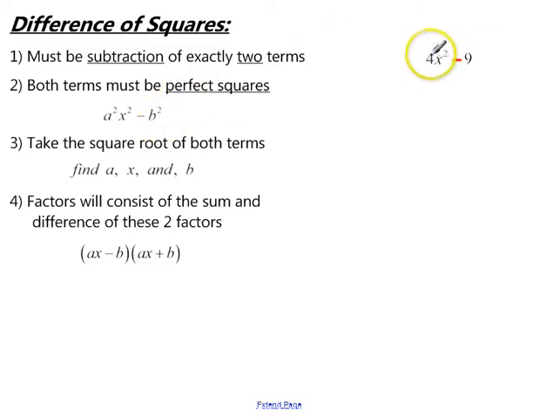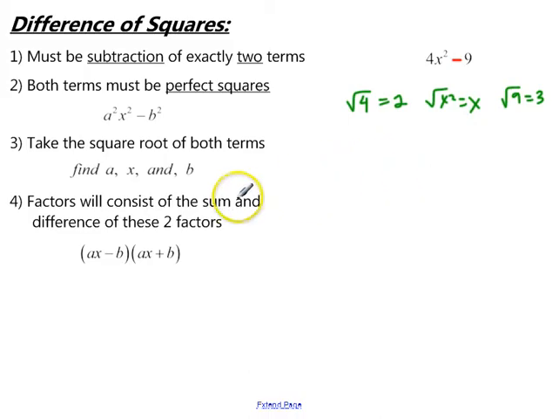So if you look at this, 4 and 9 are both perfect squares. That's why it's important to have your basic perfect squares memorized so you can tell really easily. Our next step: take the square root of both terms, which means find a, x, and b. So when we take the square root of 4, that gives us 2. The square root of x squared gives us x, and the square root of 9 gives us 3. Now you can do some of these steps in your head, but I'm just showing you how to find each of our a, x, and b.